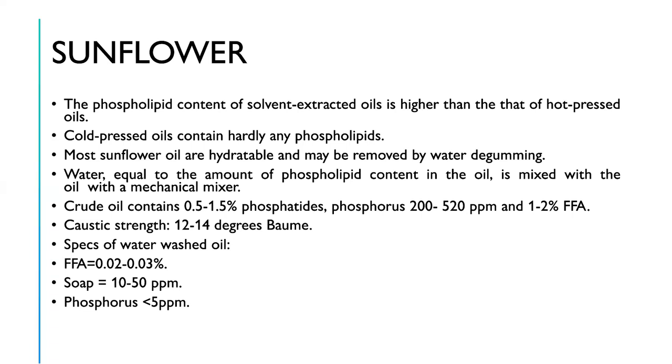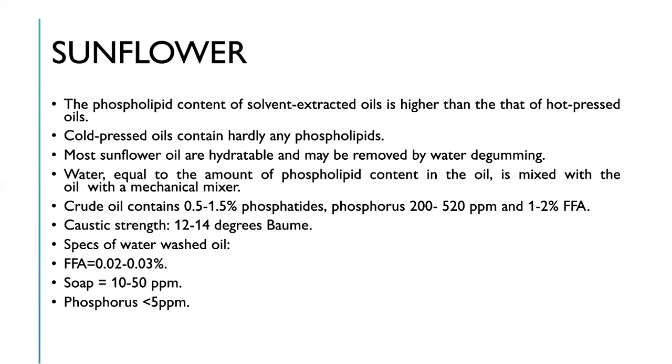Some companies tend to use mostly the cold pressed oils because they're easy to process, and not the one from solvent because it's relatively difficult to process. But the best way to do it is to mix them 50% and 50%, then process them. Most sunflower oils are hydratable and may be removed by water degumming. So you're saying the gums in the sunflower are hydratable, so you can just use water degumming.